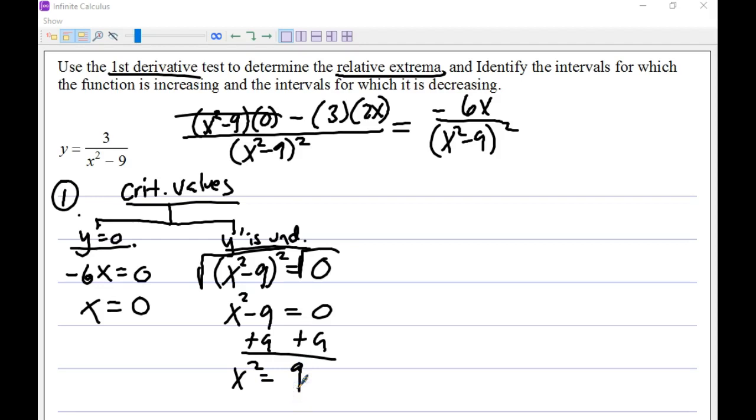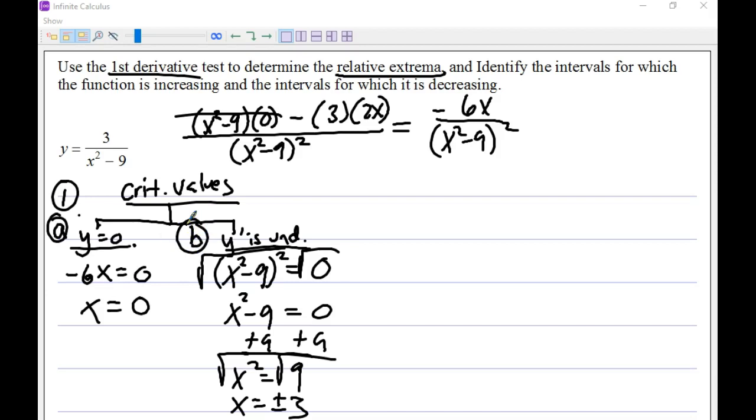Now this is something that you guys forget about a lot, I've noticed. It's plus and minus 3. When you take a square root, you do plus and minus. I didn't do that here because it was 0. There's no such thing as plus and minus 0. But any other number you do need it. So I've actually got 3 critical values that I need to test. So step 1 is to find your critical values. You want to find where the derivative equals 0 and where it's undefined.